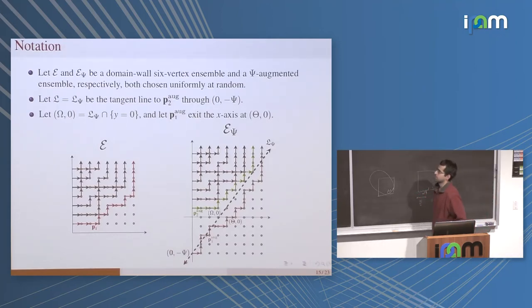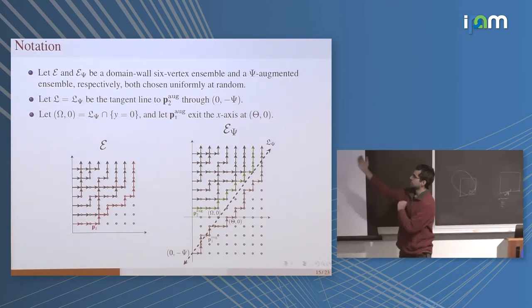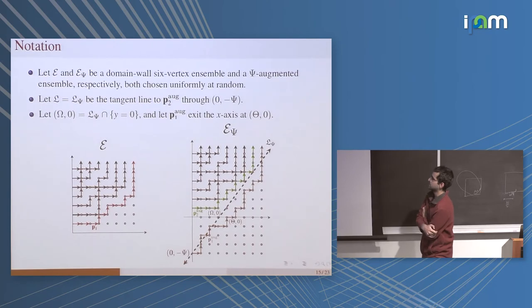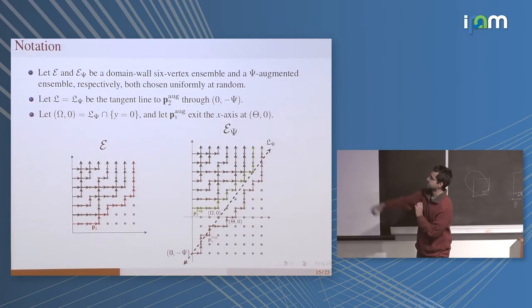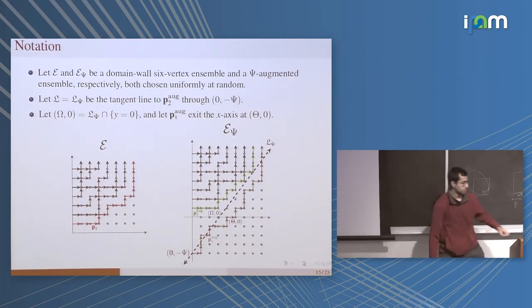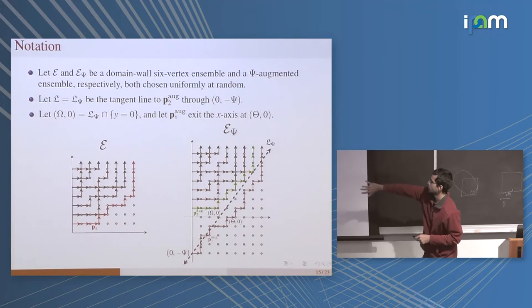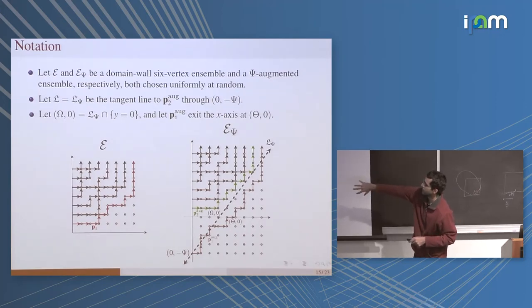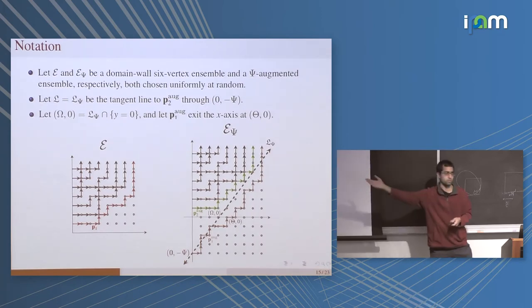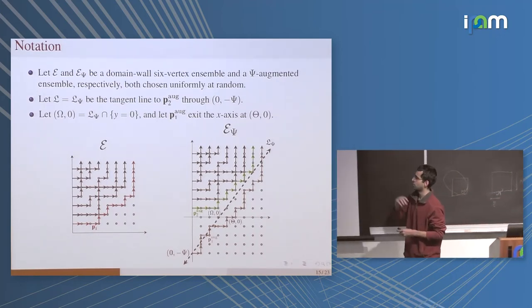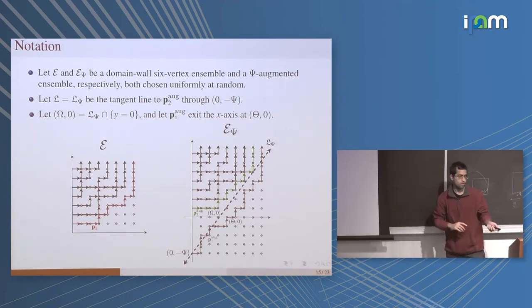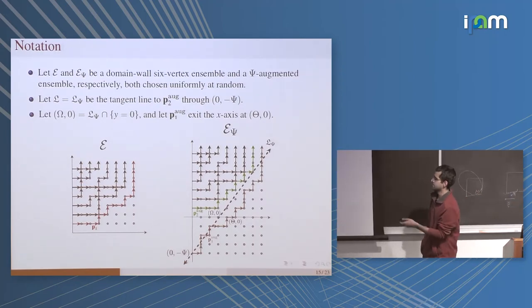Okay. So let me try to explain how to make this argument rigorous. I'll call this original model E, and I'll fix some psi, and I'll call the new augmented model E psi, and they're both chosen uniformly at random. Now I'll let L, this fancy L over there, denote the tangent line from 0 minus psi to the P2 aug. It might not be clear exactly what I mean by that. I imagine this dotted line starting out horizontally, and then I rotate it, keep on rotating it until the first point where it meets the green curve, this P2 aug. And I just call that line L psi. It might meet the green curve, this P2 aug, at multiple points. That's totally fine. I'll now let omega denote the x coordinate where this L meets the x axis.